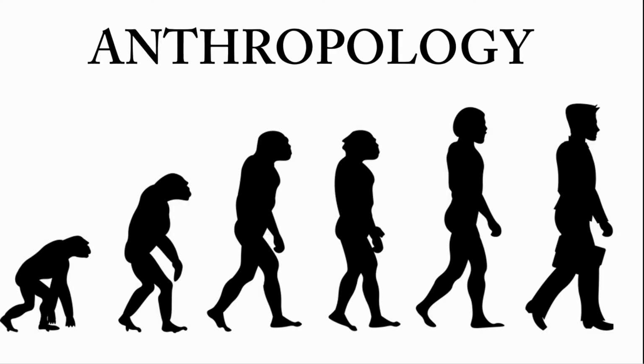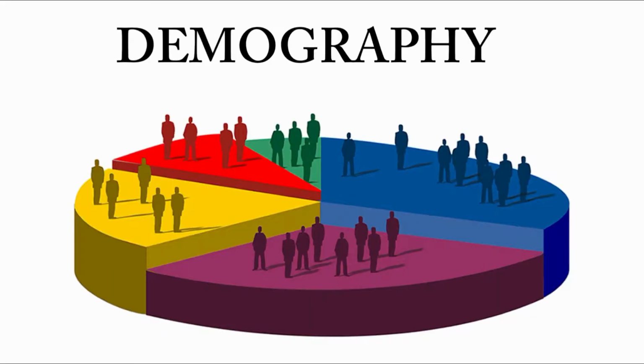Then, what is anthropology? It helps us to see the evolution of the human being both biologically and culturally, including religion, language, or traditions. Then, demography helps us to understand the characteristics of a society: geographical distribution, immigration, emigration, and birth or death rates.